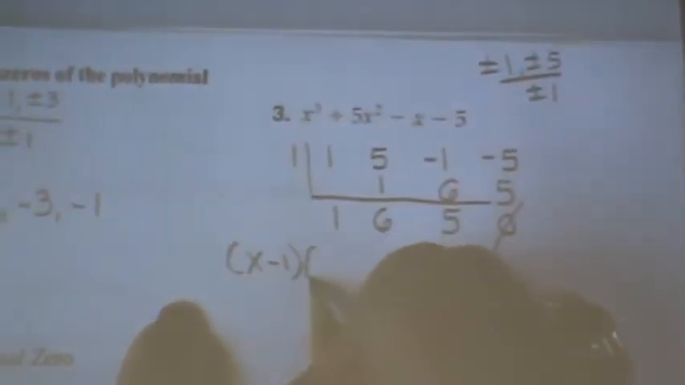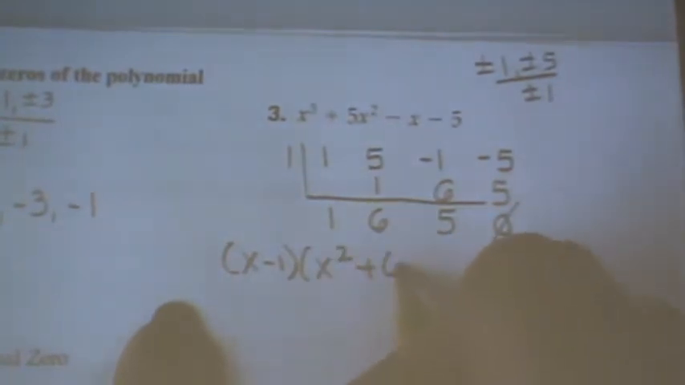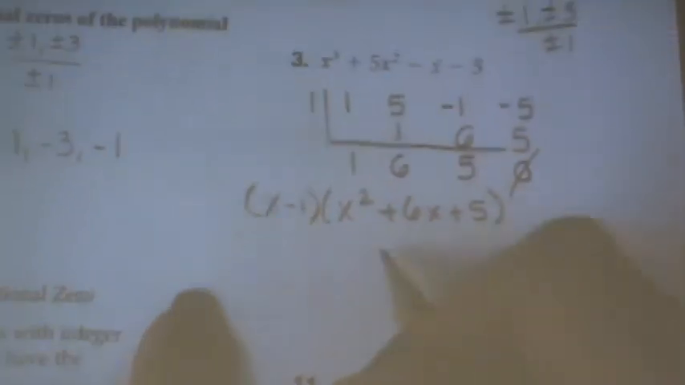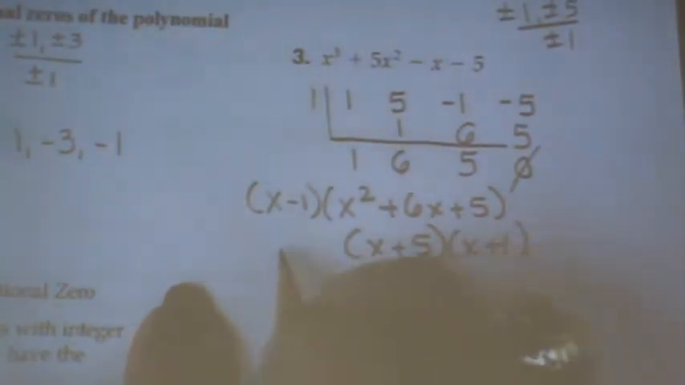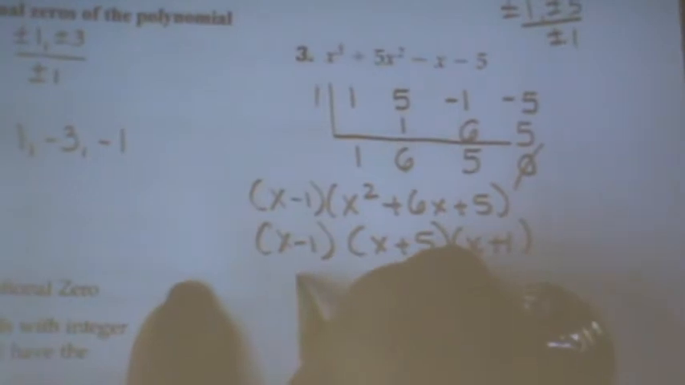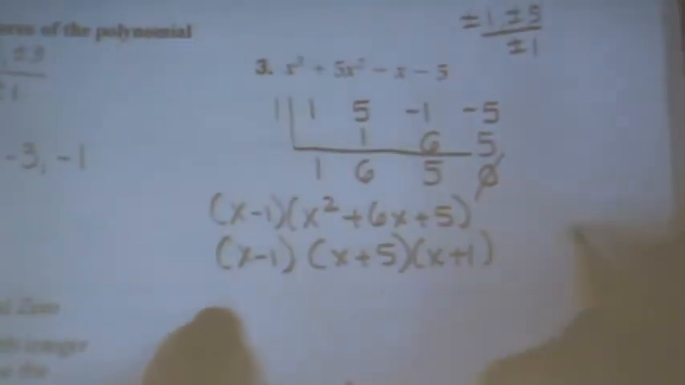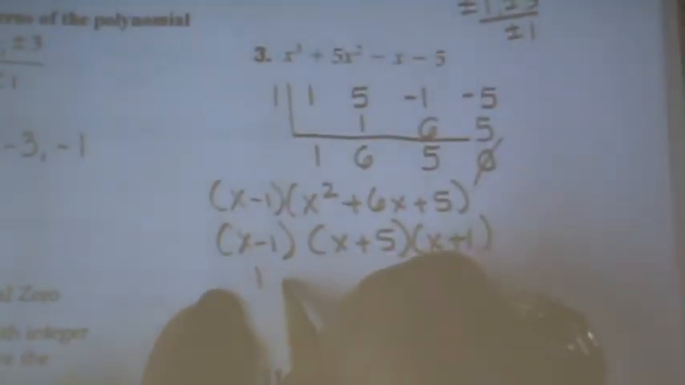So x minus 1 is your first 0, and then you have x squared plus 6x plus 5, and this is factorable. X plus 5 times x plus 1. So what are your rational zeros? 1, -5, and -1.